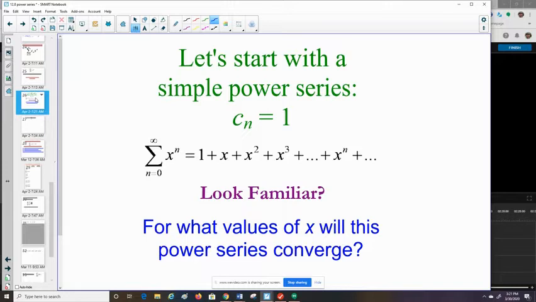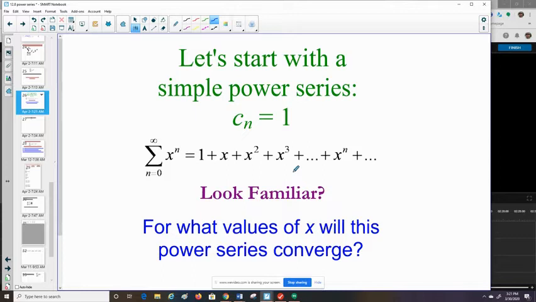We'll start with a very simple power series, if all of the coefficients are exactly 1. So we've got the sum as n goes from 0 to infinity of 1 times x to the n power. So 1 plus x plus x squared plus x cubed, etc., etc. And this should look familiar. This is not the first time that we've seen this one. It's been a while since we saw it, but we've got a series that looks like this.